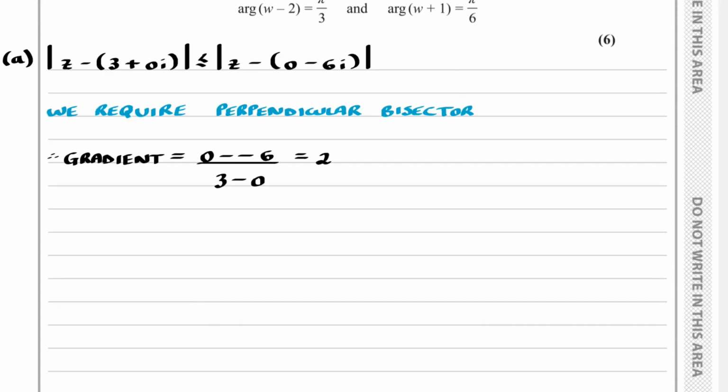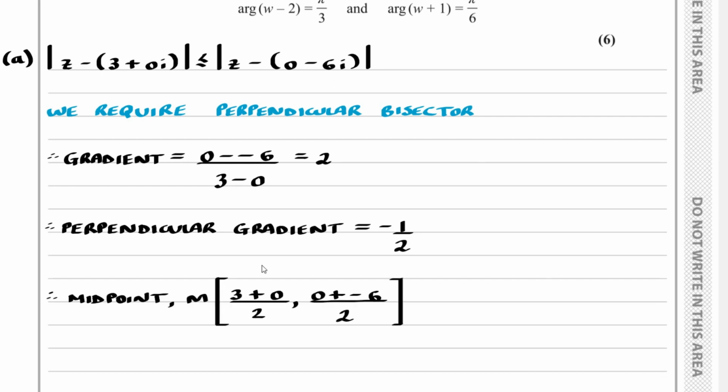So, we can begin by finding the gradient that's equal to 0 subtract negative 6 over 3 subtract 0, which is 2. So for the perpendicular gradient, that's going to equal negative 1/2. And if that's the case, then we can now find the midpoint, because we require the perpendicular bisector. The midpoint is given by 3 plus 0 over 2 in the x direction, and 0 plus negative 6 over 2 in the y direction. So the midpoint is given by 3 over 2, negative 3.